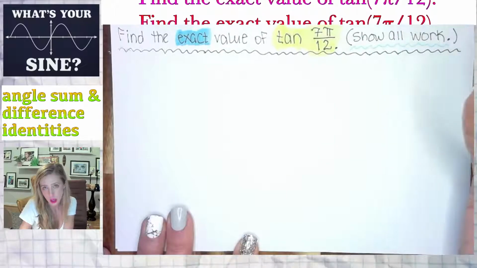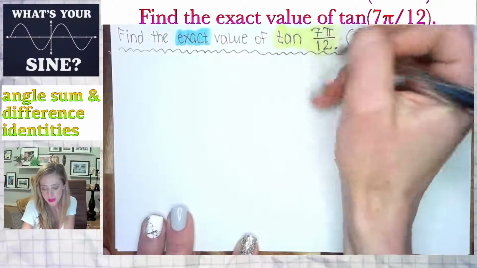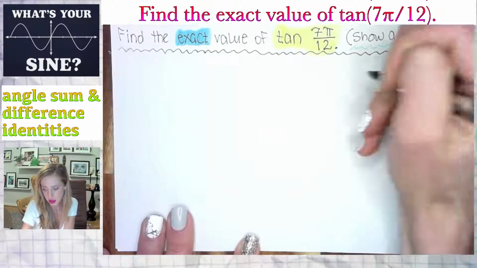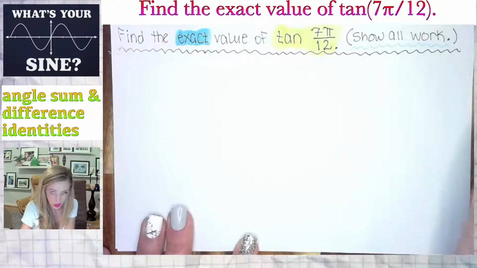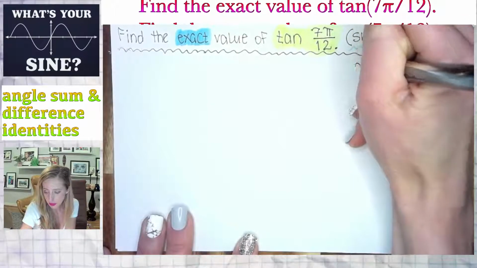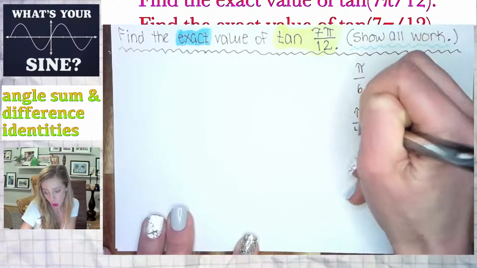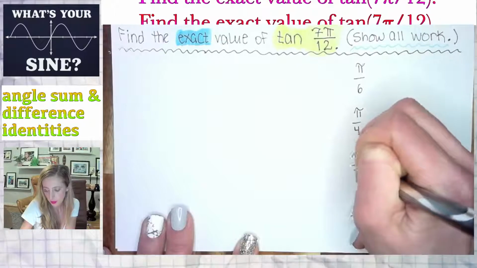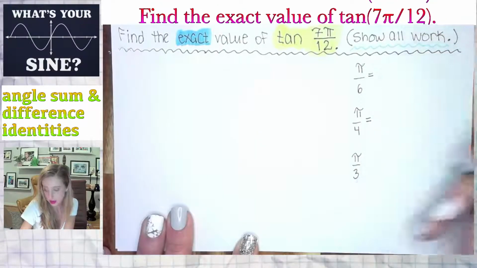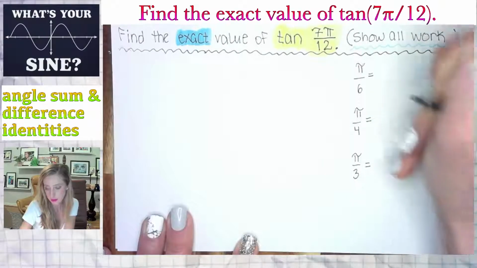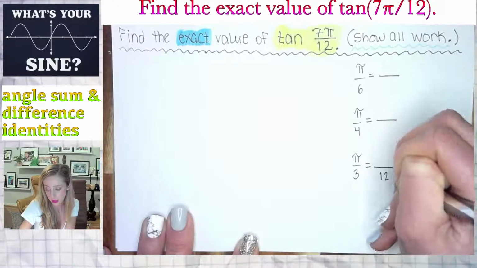What angles should I use to either add or subtract, and in this case we're going to do addition, to get 7 pi over 12? The first place you should start is to think about your quadrant 1 angles. We obviously have 0, but we're not going to use 0. Next we have pi over 6, pi over 4, and pi over 3. That's 30 degrees, 45 degrees, 60 degrees. All of these angles can be written with the denominator of 12.